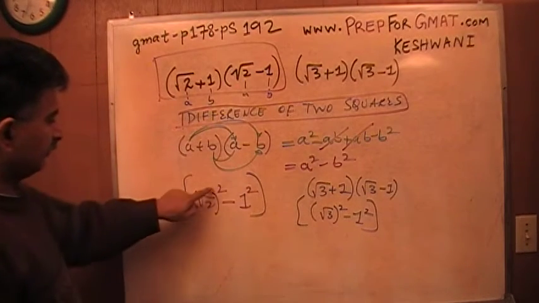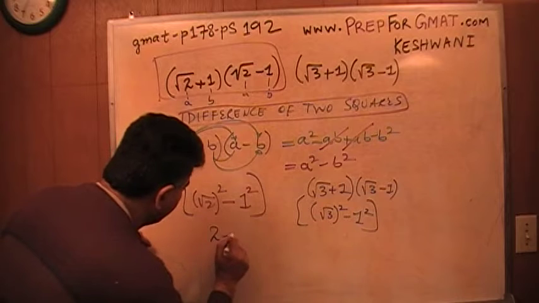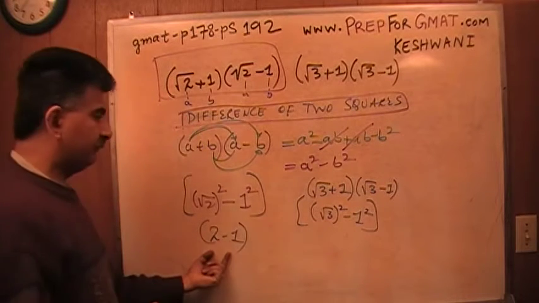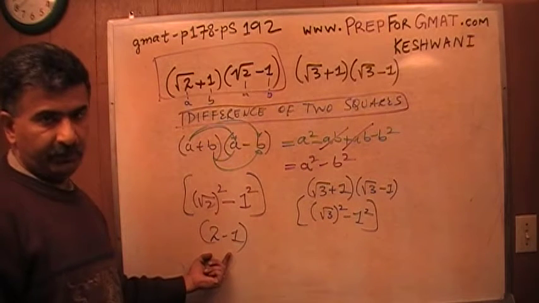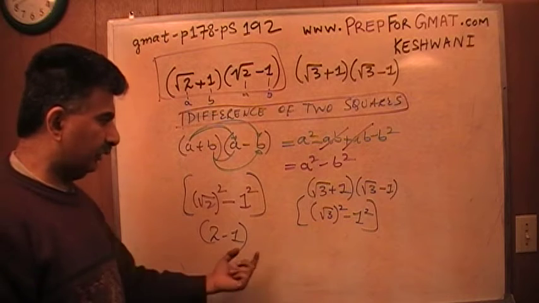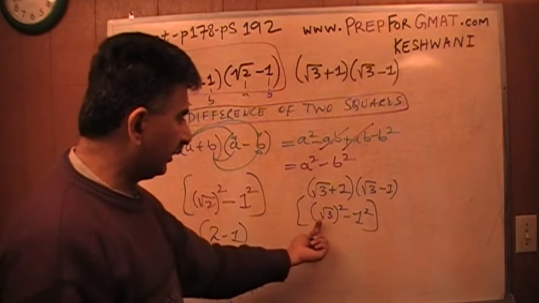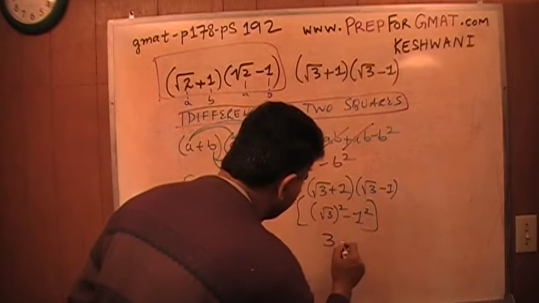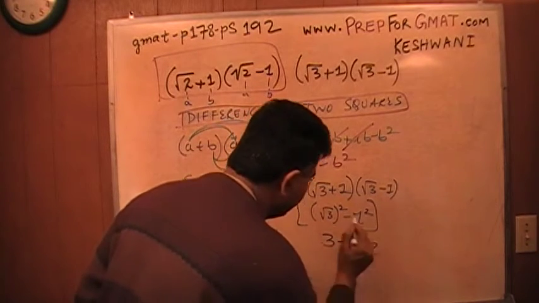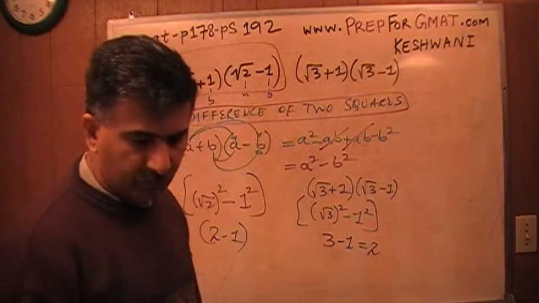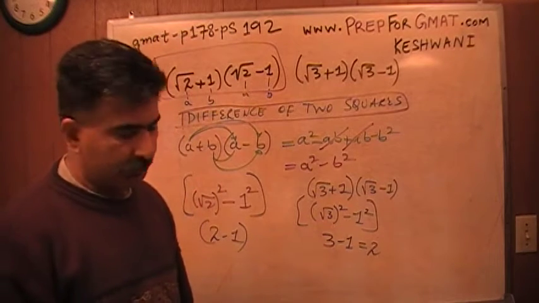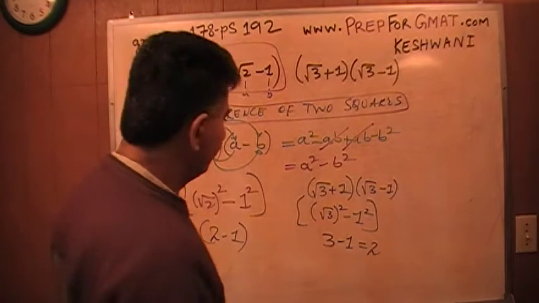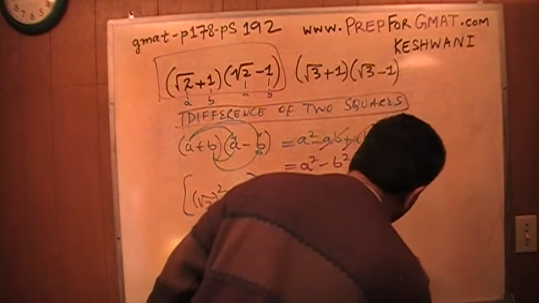The square of root 2 is just 2, so it's 2 minus 1. This part plays no role at all, because it's just 1. The answer is going to be determined by this quantity. The square of root 3 is just 3, and the square of 1 is just 1, so it's 3 minus 1. The answer is 2. That's all it is. The answer is A.